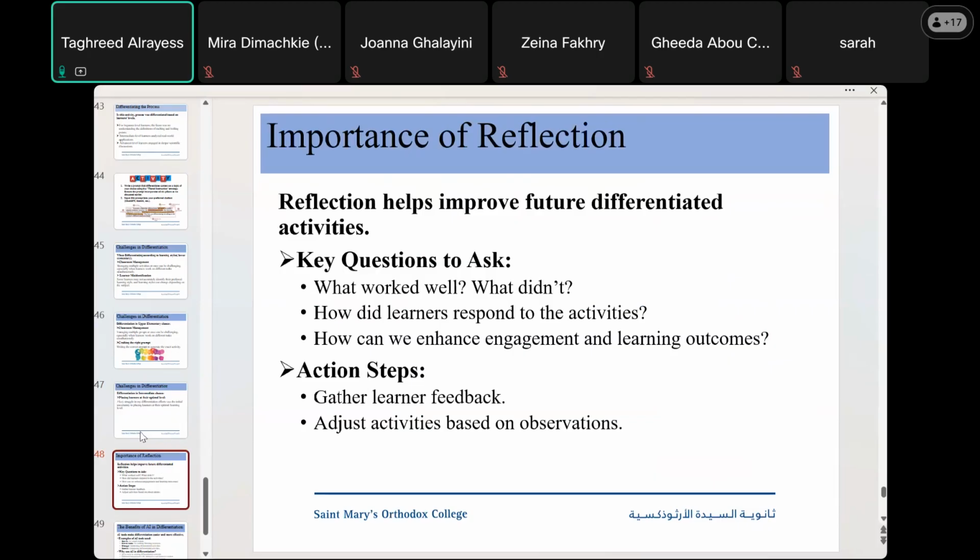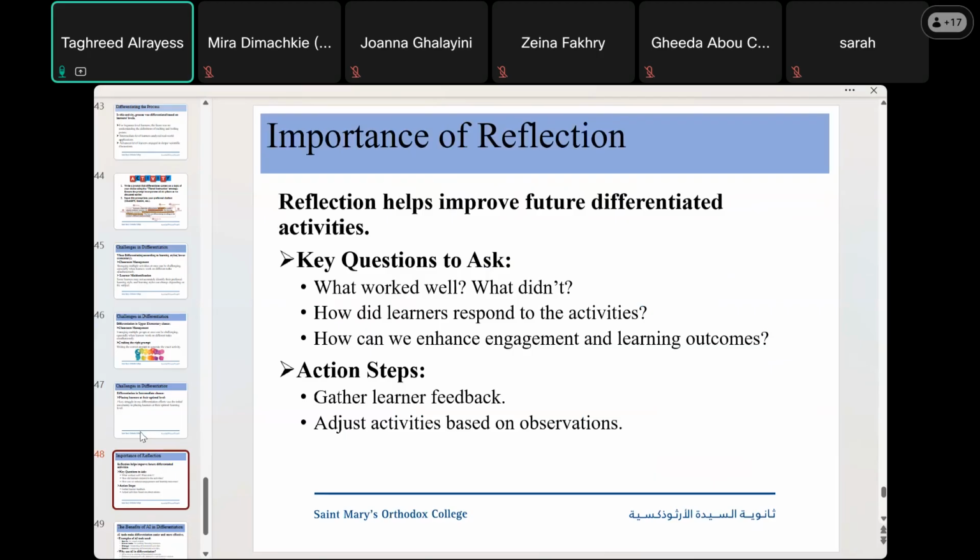Moving on to the importance of reflection. As educators, reflection is a crucial part of our practice, especially when it comes to differentiated instruction. Taking time to reflect allows us to improve future activities. How do we do that? By asking some key questions like, what worked well, what didn't? How did learners respond to the activities? Did they get bored? Did they grasp information faster and easier? And how can we enhance engagement and learning outcomes?